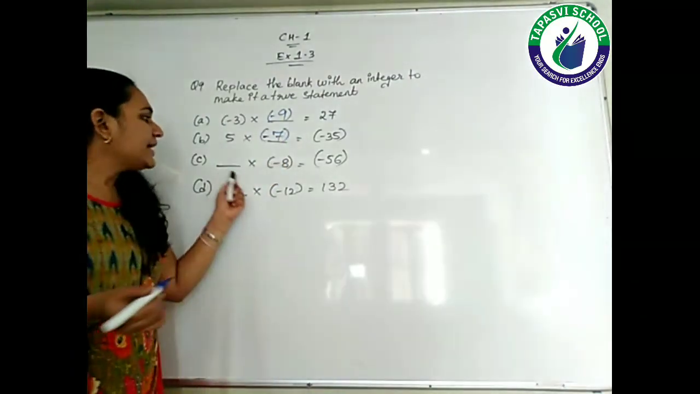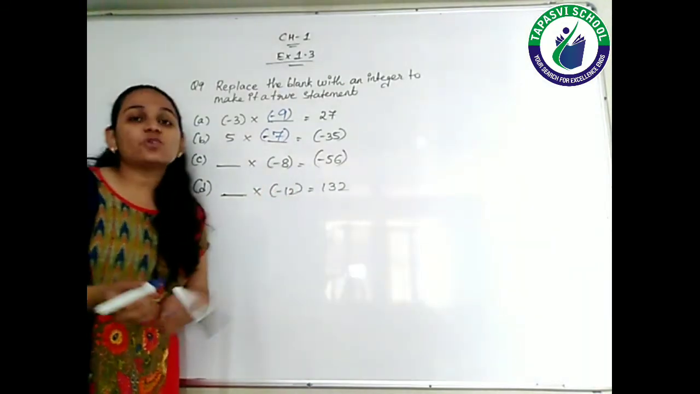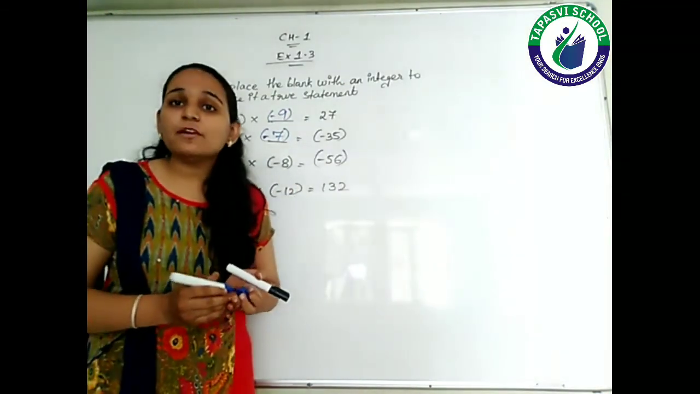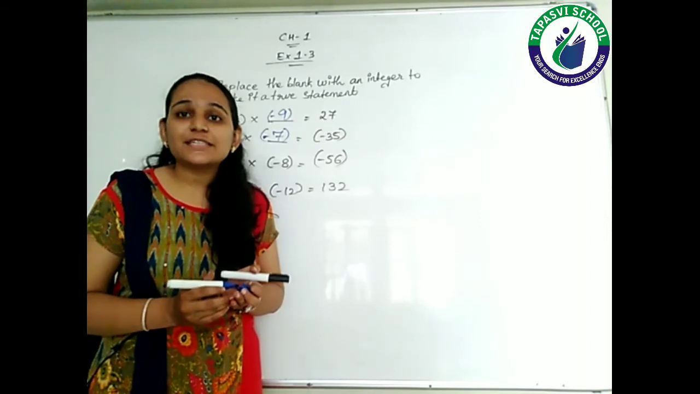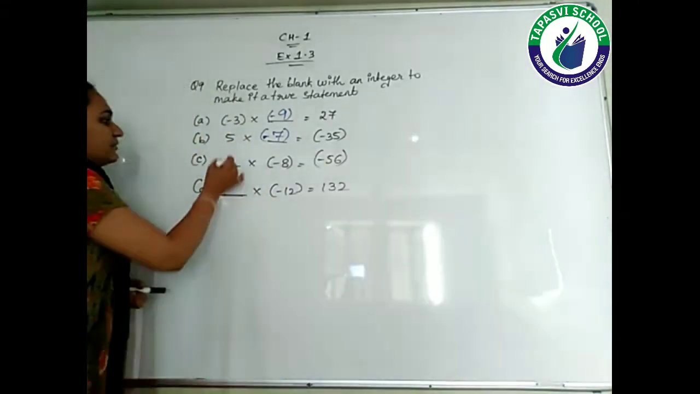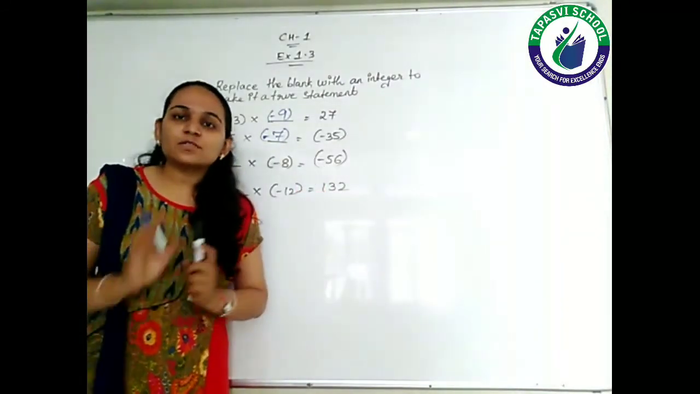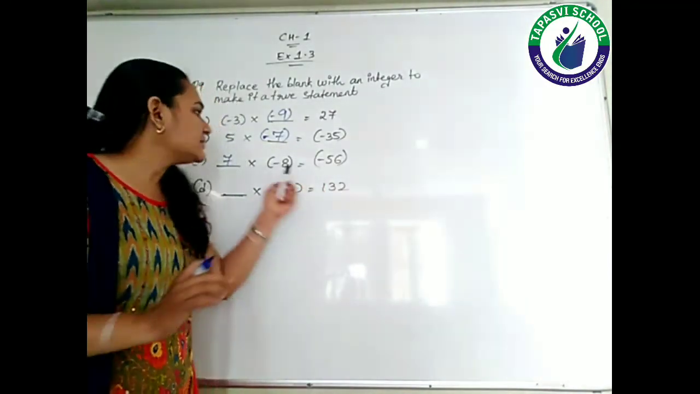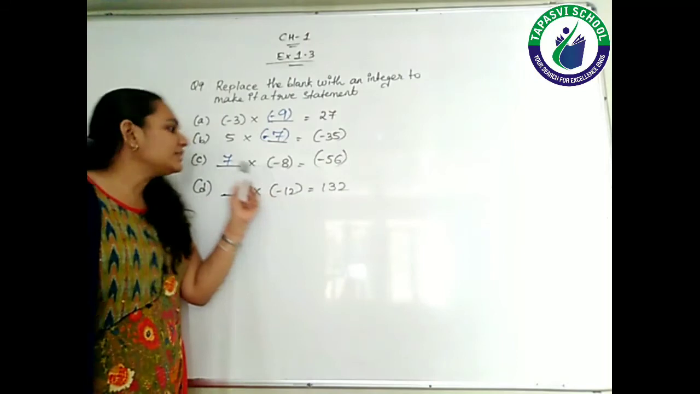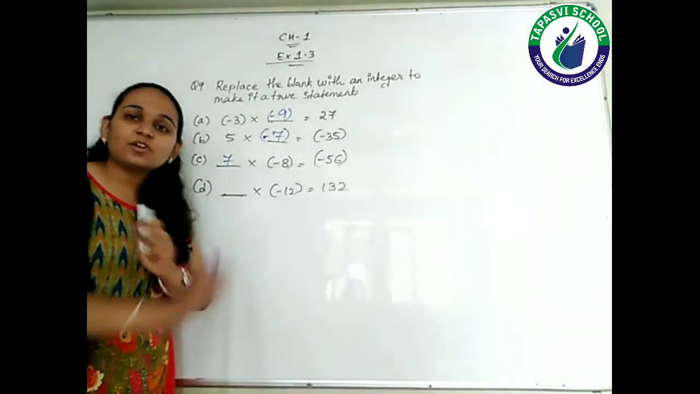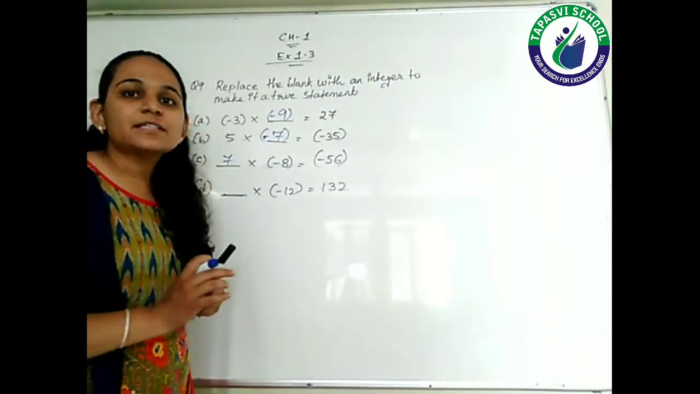Next one, dash multiplied by minus 8 is equal to minus 56. Which number do you multiply with 8 to get 56? That is 7. Now your answer is negative. That means out of the 2 numbers, one number needs to be negative. So that has already been given. So minus 8. So we'll keep 7 as it is. We are not going to make any changes in the 7.